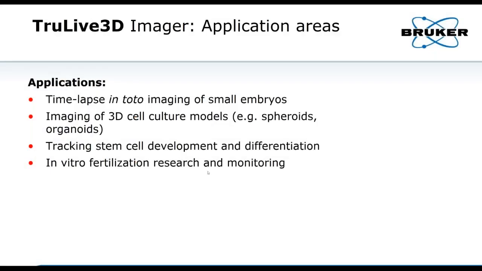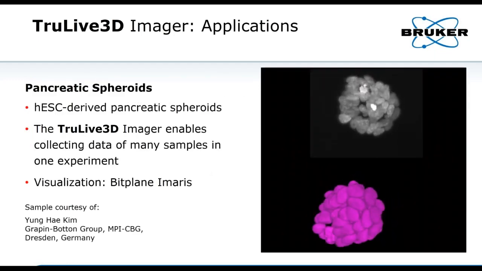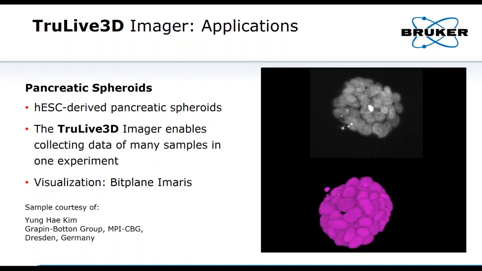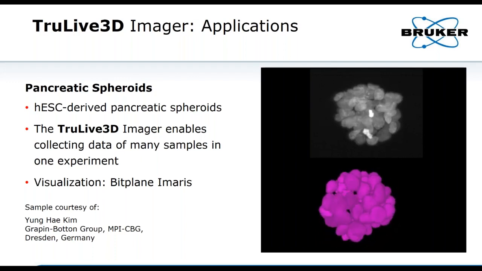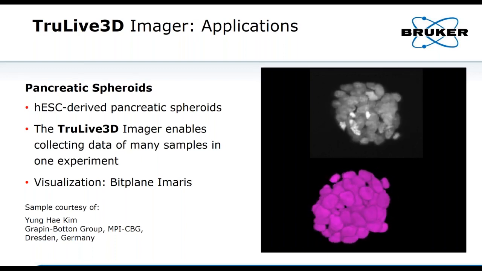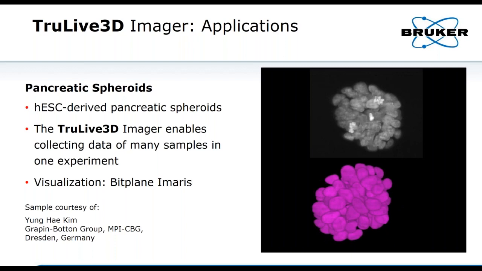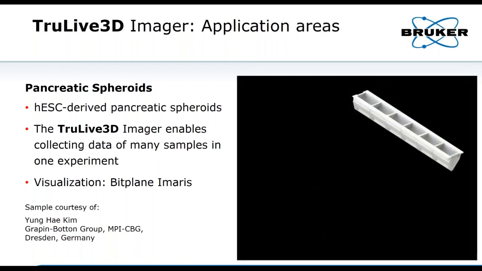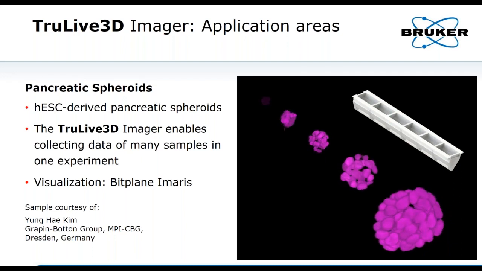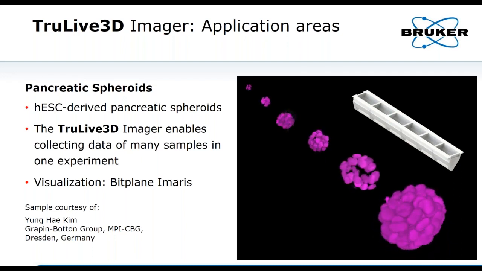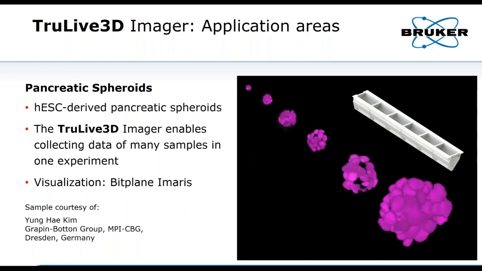Okay, sorry about that. This is an example of pancreatic spheroids provided by the lab of Anne Grappin from Dresden. We imaged them. Those are pancreatic spheroids derived from human embryonic stem cells, and we use the True Life 3D imager to image not only one of them, but really many of them put into the chambers of our True Life 3D dishes with long-term imaging. The visualization here was done with BitPlane Imaris.